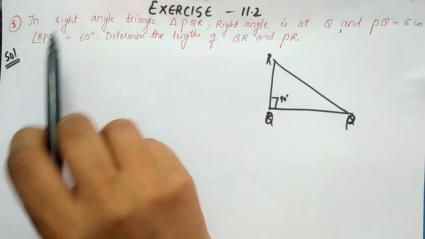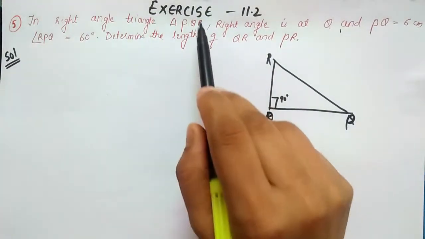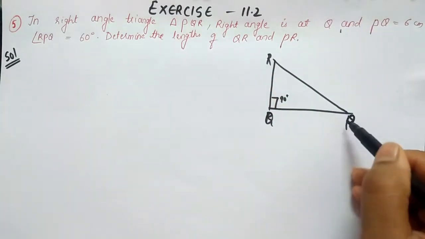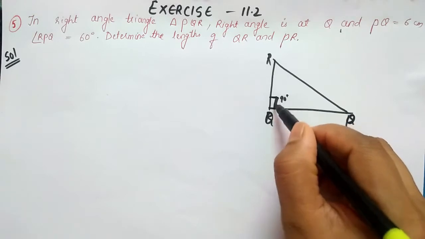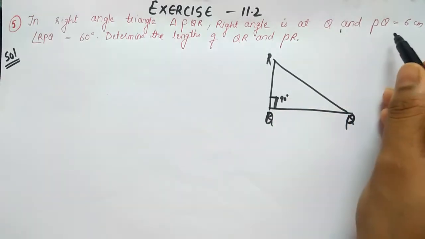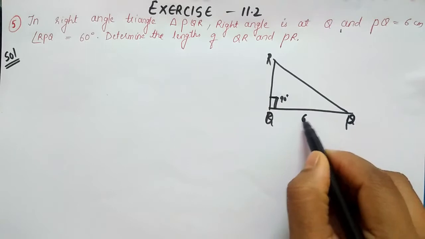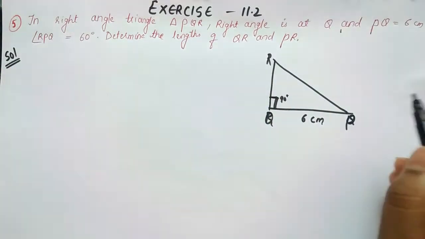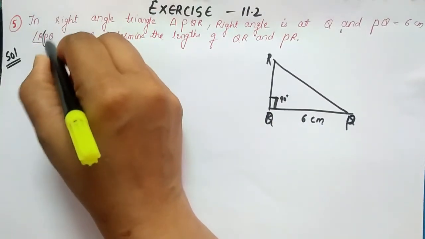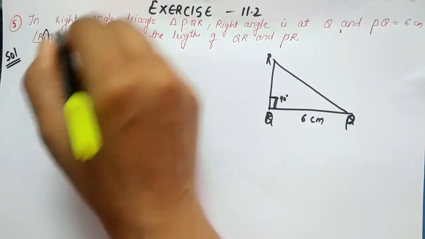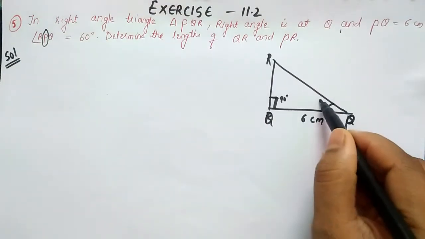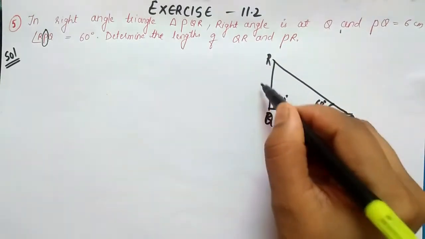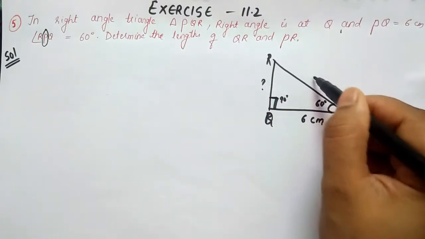Let's continue with it. In right angle triangle PQR, the right angle is at Q. So there is a right angle triangle PQR, where at Q it is 90 degrees. And PQ is 6 centimeters. Angle RPQ is 60 degrees. It means that whichever is in the middle, that is P, angle P, is given as 60 degrees. Determine the lengths of QR and PR. We need to find QR and we need to find PR.